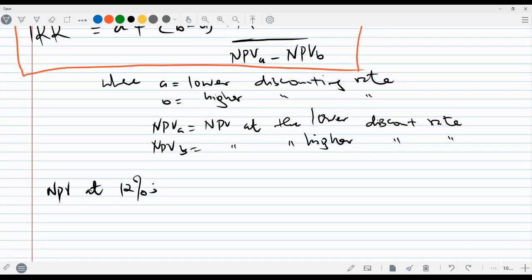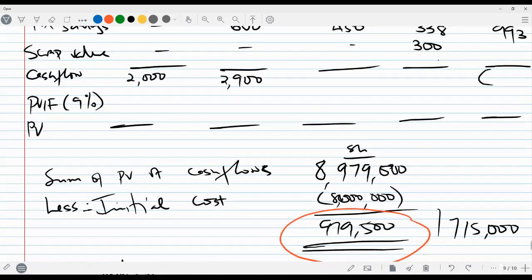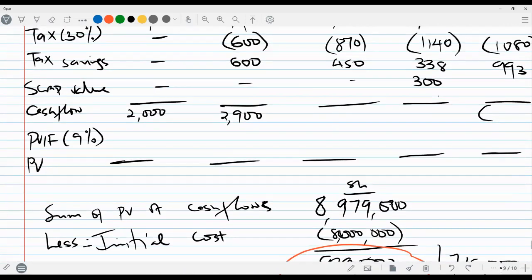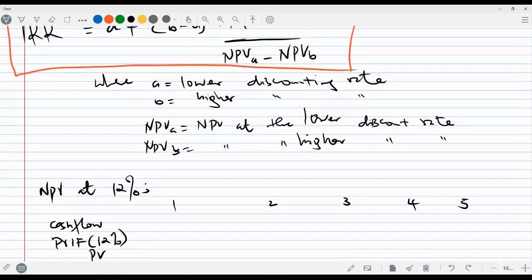Same cash flows, don't forget: year 1, year 2, year 3, year 4, and year 5. With the present value interest factor at 12%, we get the present value. Just refer back to the question and don't forget to replicate all those cash flows we got. Year 1, 2000, year 2, 2900. Year 3 was how much? Because we never did it together.